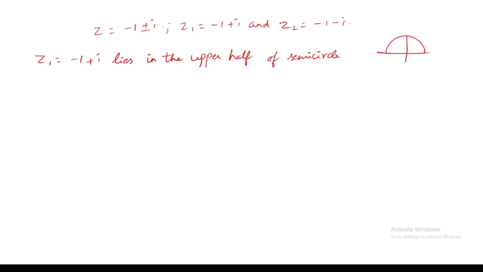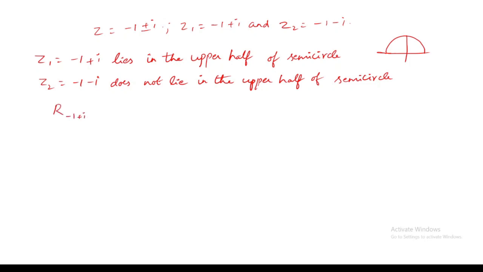So this is a singular point. Whereas z2 equals minus 1 minus i does not lie in the upper half of the semicircle. Now we have to find the residue at z1, which is minus 1 plus i.